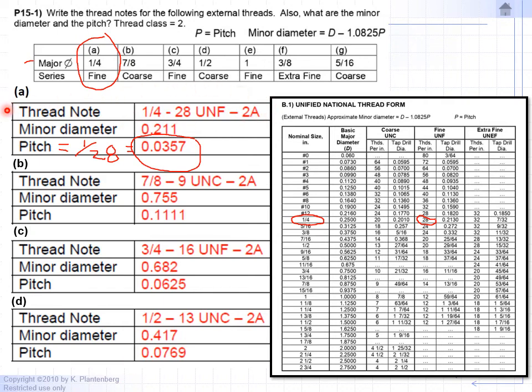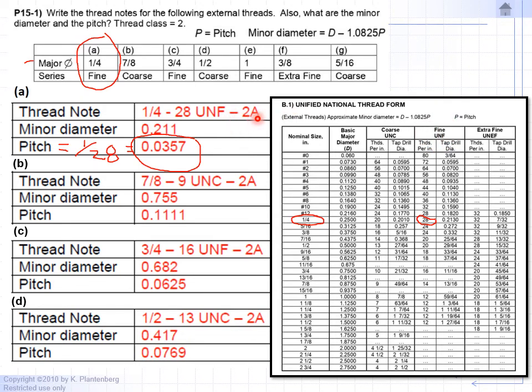Okay, so let's take a look at the thread note. We know we're dealing with the quarter major diameter bolt. So there it is. The dash 28 tells us the number of threads, right? So we know there are 28 threads per inch. And the UNF tells us that we're using Unified National Fine thread standards.